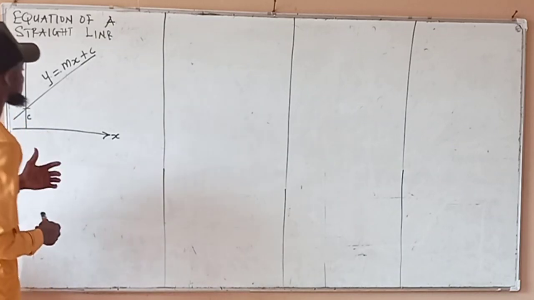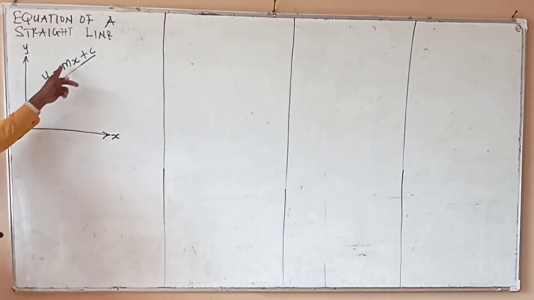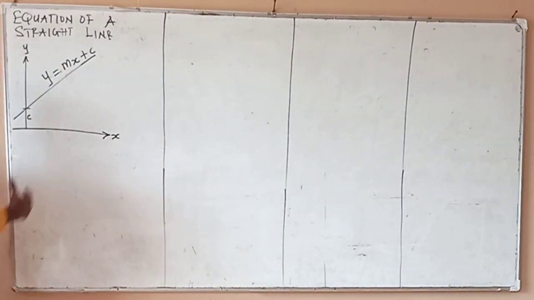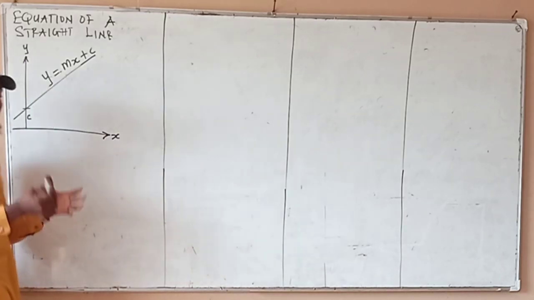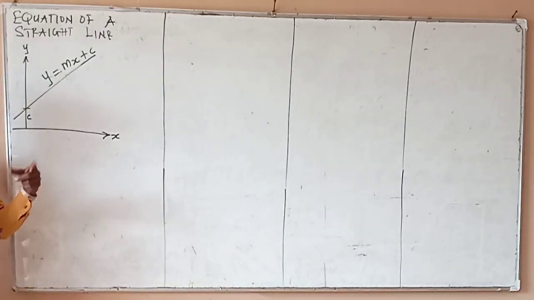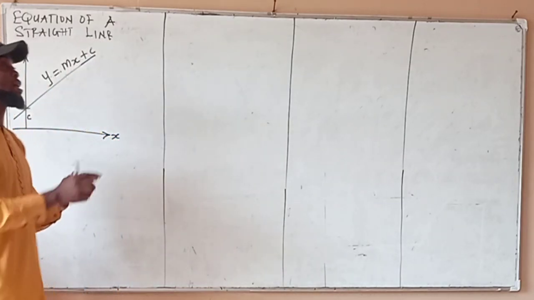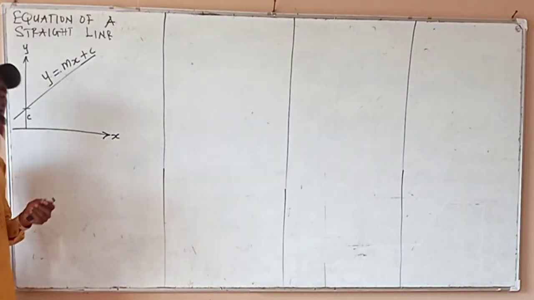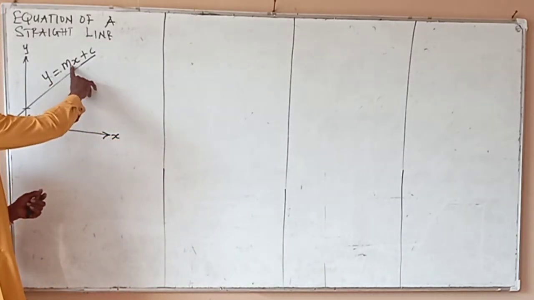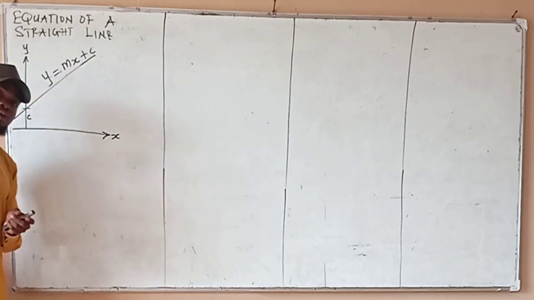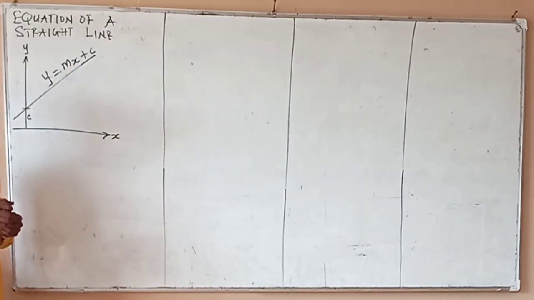Now, we said the equation of a straight line is defined as y is equal to mx plus c, depending on where you are taking the equation from. It can also have x as the subject of the formula and so on. But if we are going to call it the equation of a straight line, the highest power of the unknowns should be of degree 1. That is why you should take note of it.